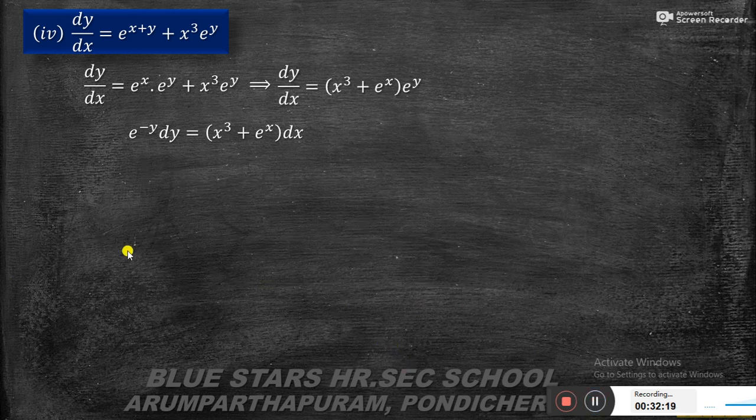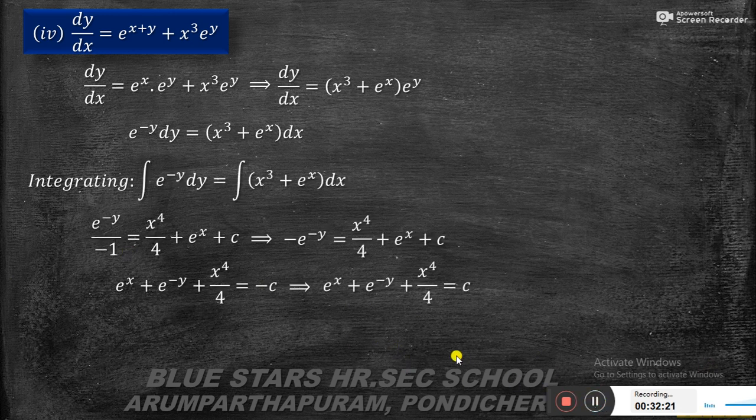So this is the solution for our given differential equation, that means e^x plus e^(-y) plus x^4/4 equals c. This is the solution for our given differential equation, that means dy/dx equals e^(x+y) plus x^3 plus e^y.